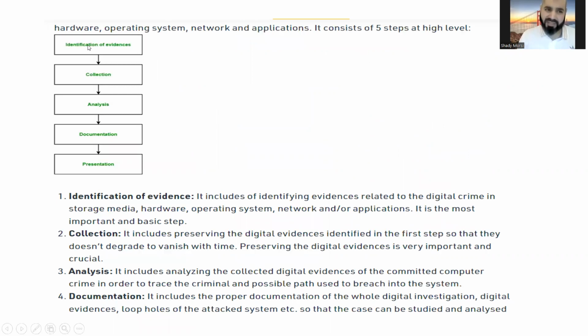And the steps, as I mentioned, start with identification of evidence. This is about understanding which hardware was involved, which computer was involved, which network or application was involved in this attack or in this computer crime. We will explain what computer crime is in a bit, but you identify what was involved and say, this is where I can find the evidence.